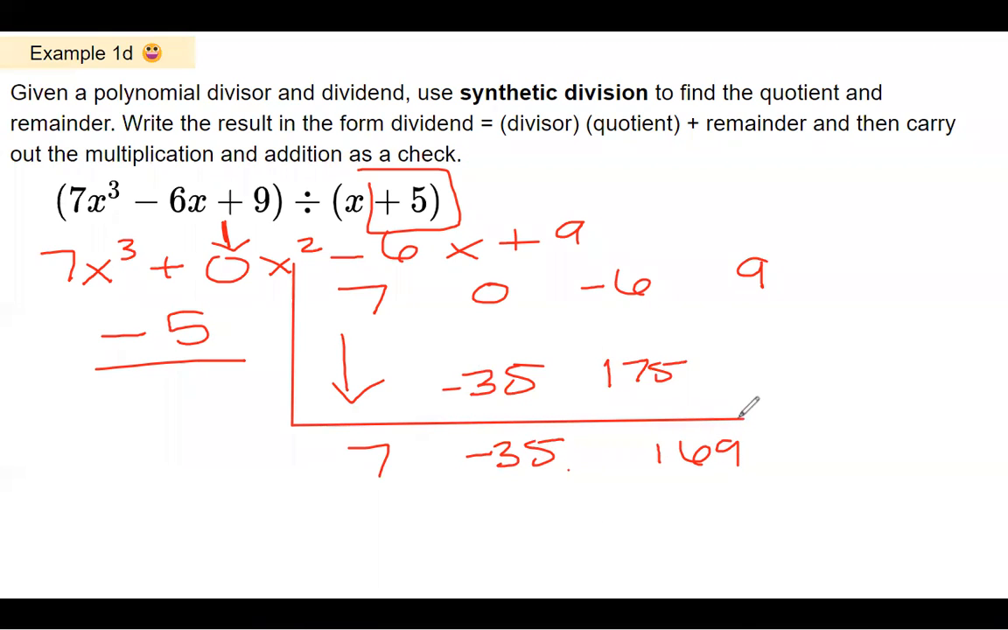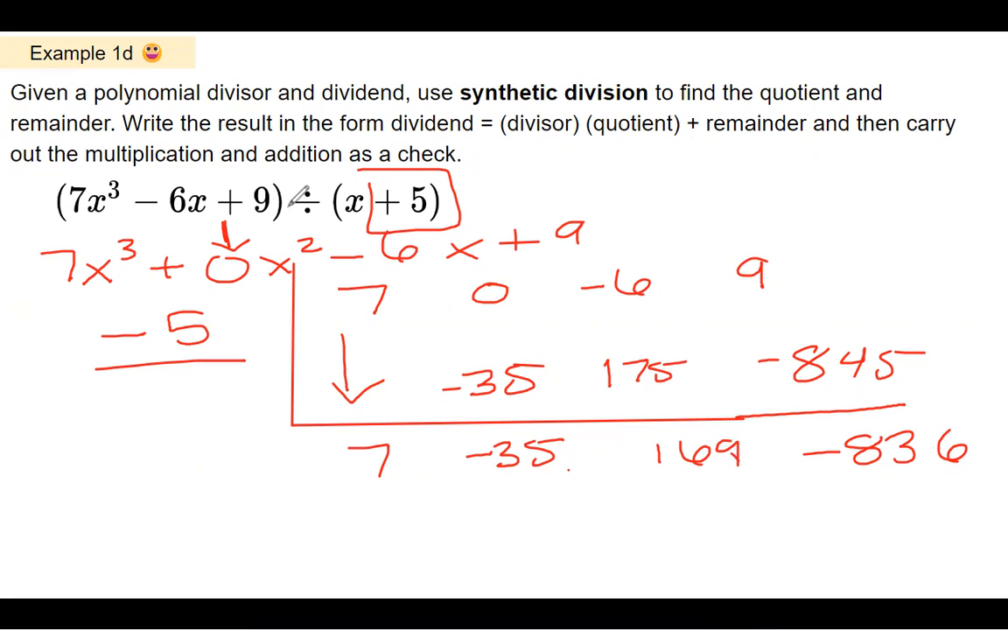Negative 5 times 169 is? You guys have calculators? 845. Combine these two together and I get? It's negative, yeah, negative, sorry. There you go, 800 and? There you go, 836 negative. 836.